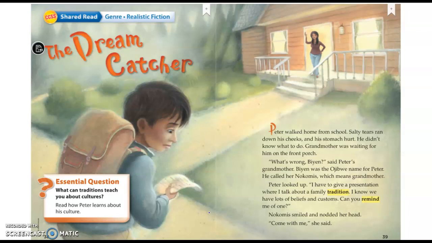Peter looked up. "I have to give a presentation where I talk about a family tradition. I know we have lots of beliefs and customs. Can you remind me of one?" Nokomis smiled and nodded her head. "Come with me," she said.